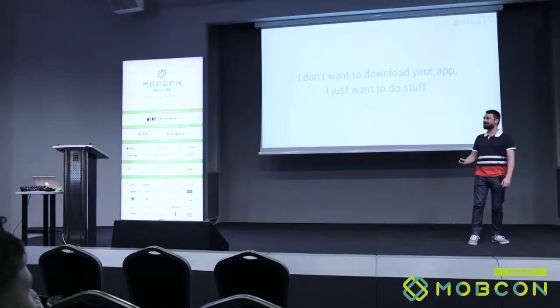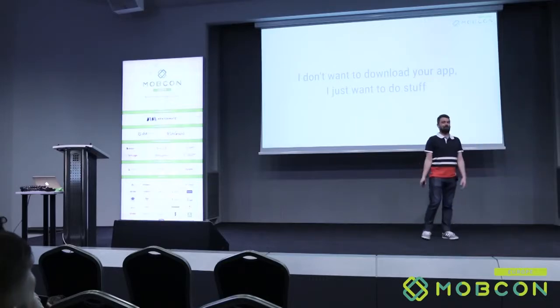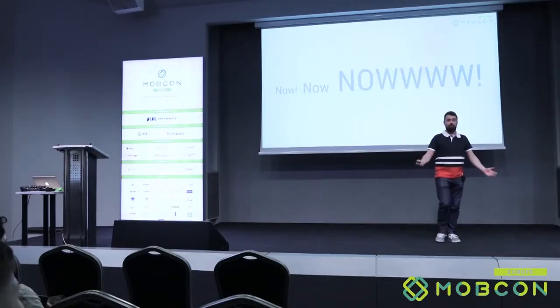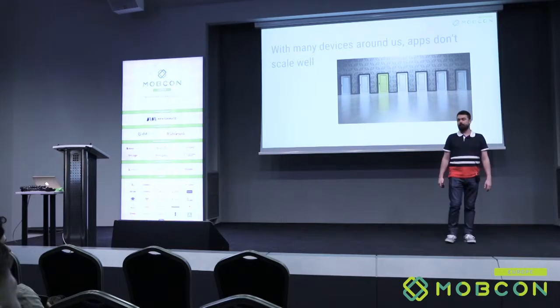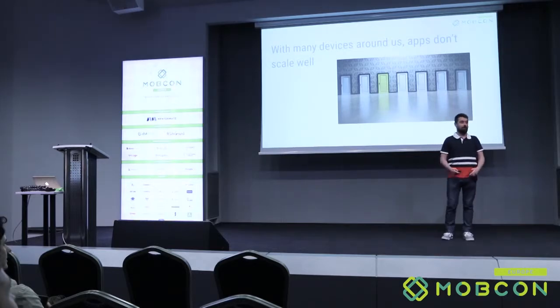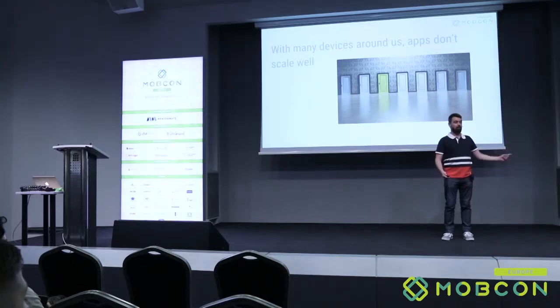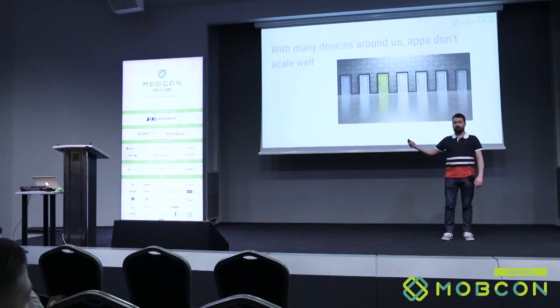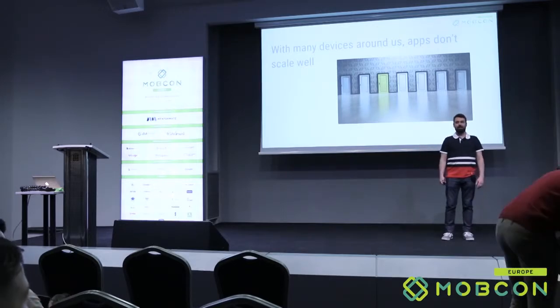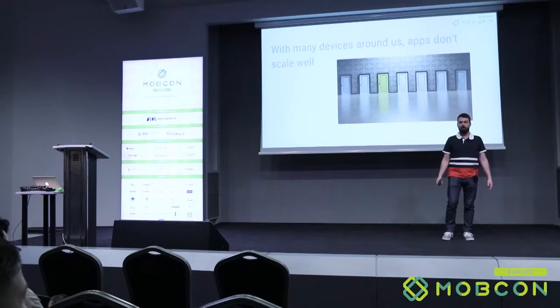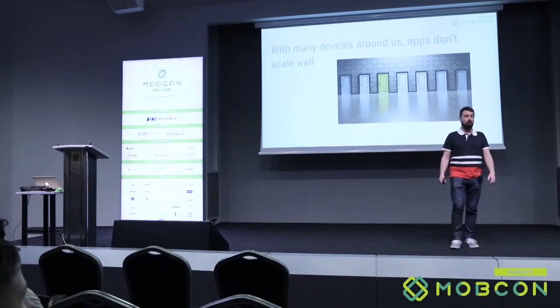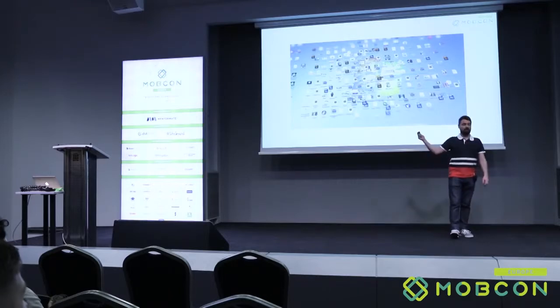I don't want to download an app, sorry. I just want to do stuff, and I want to do it right now. If you think about the future, where people are talking about the Internet of Things and smart devices, you're not going to have one device in your home. You're going to have a lot of them. You may want to talk to your refrigerator, turn on the light, turn on the music. And this doesn't scale. If you have 100 different apps on your phone, it's going to take a long time finding the app that you need. It's going to look like this.